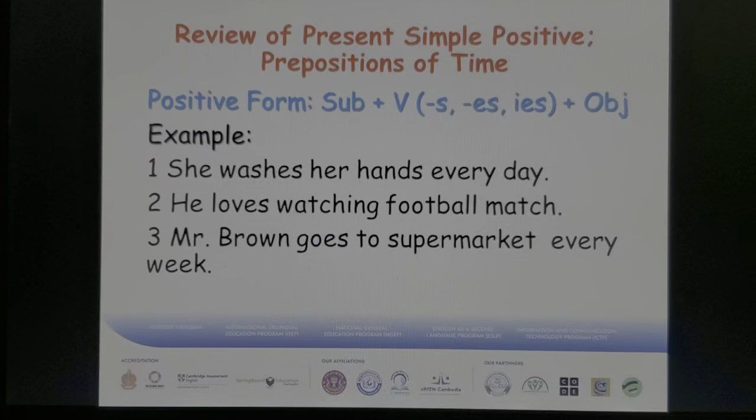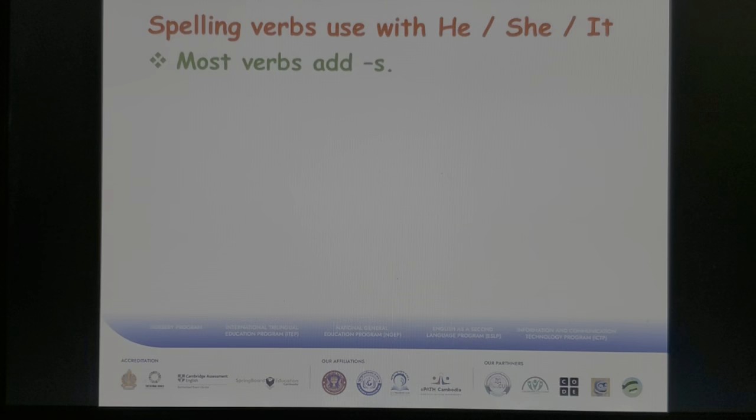And Mr. Brown goes to supermarkets every week. Goes: normally we have go, but the verb go ends with o, so we add es when the verb is used with subject he, she, or it. So Mr. Brown, the male, the man, so es. Thank you. So don't forget the spelling of verbs used with he, she, it. He, she, it.